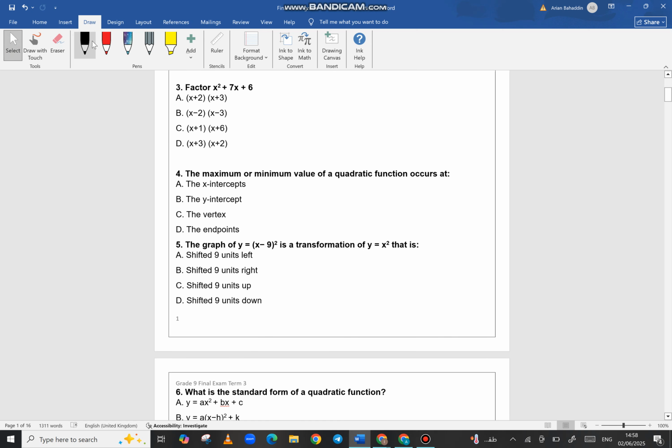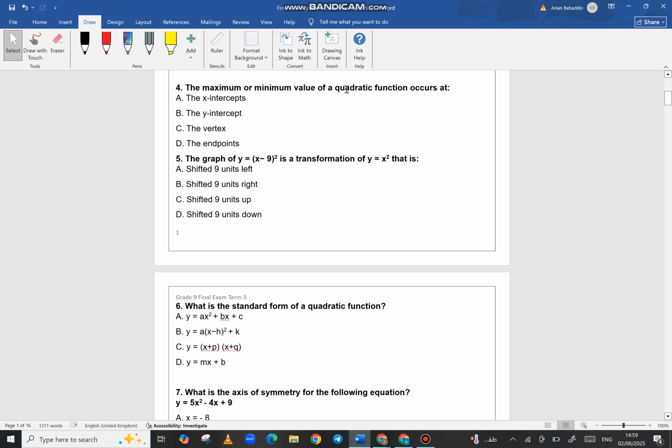Factor x squared plus 7x plus 6. Great. So two numbers that add to get 7 and multiply to get positive 6. Already I can think of 3 and 2, but those add to make 5. What about 6 times 1? 6 times 1 is 6. 6 plus 1 is 7. So we know it's going to be 6 and 1. So x plus 1, x plus 6 would be the answer. Easy.